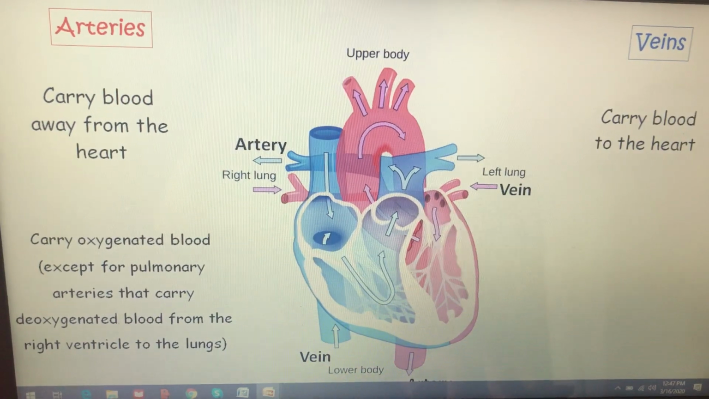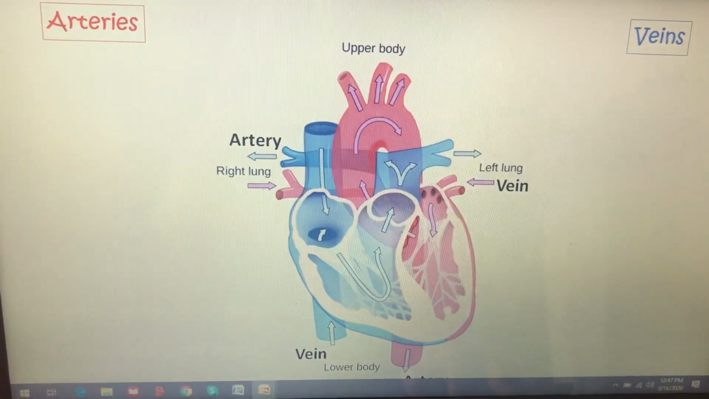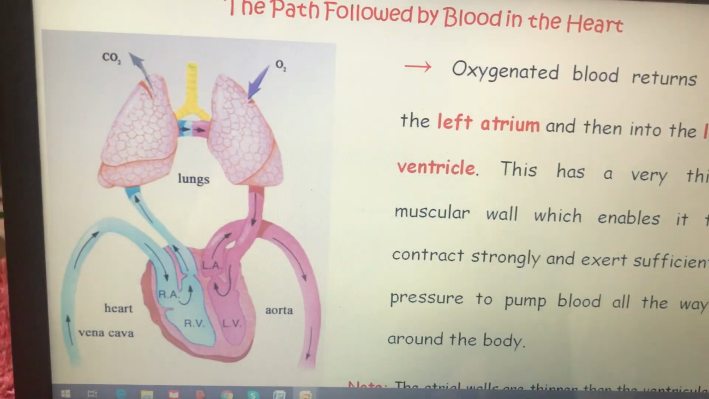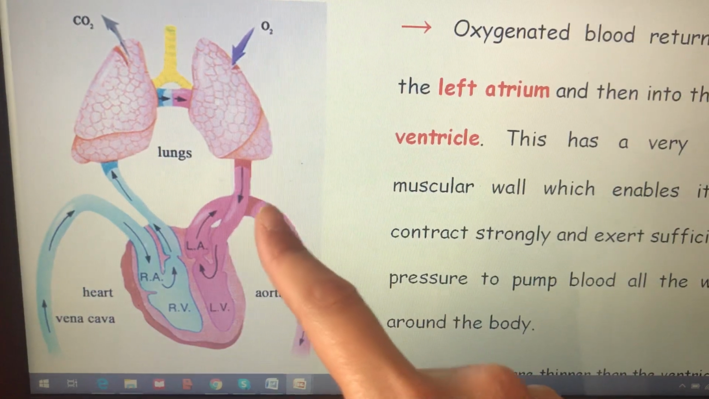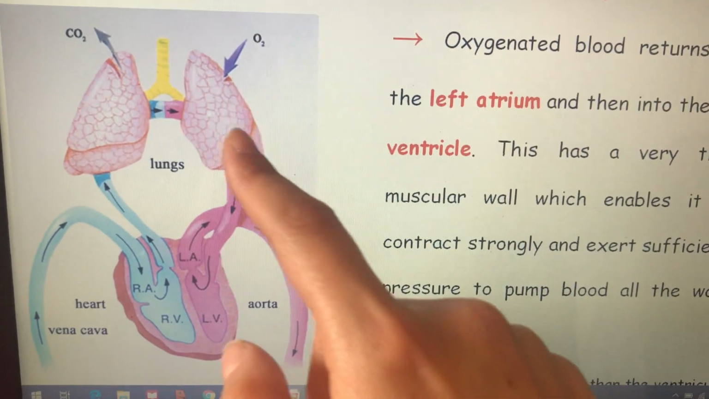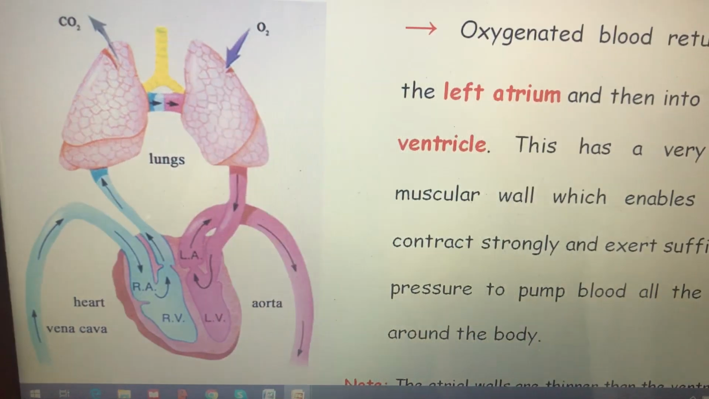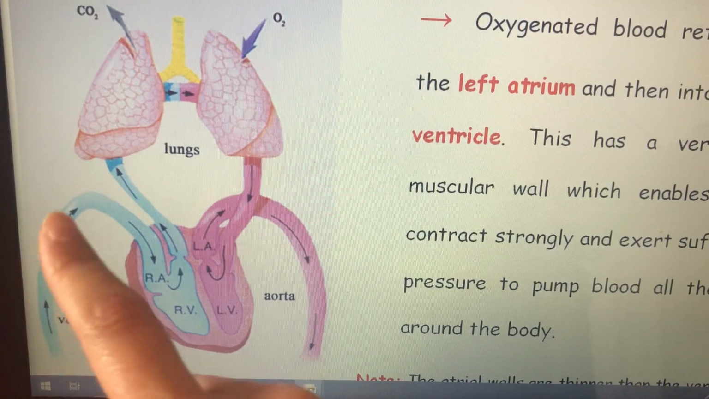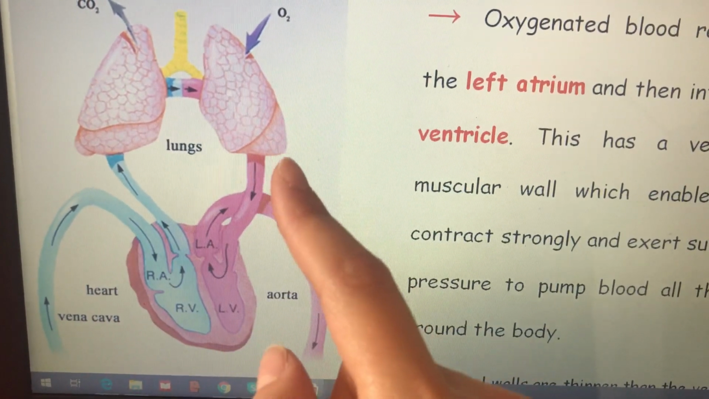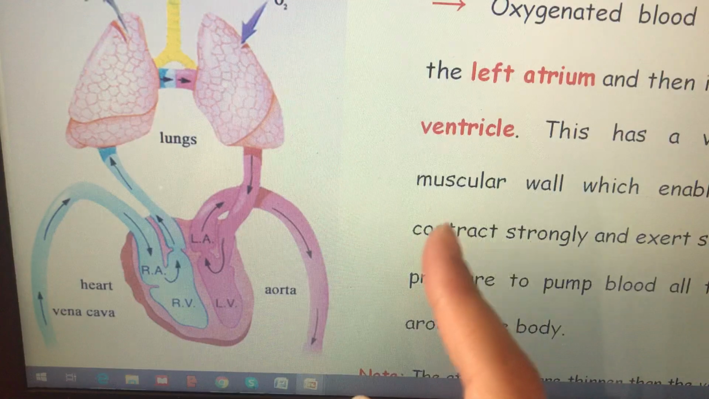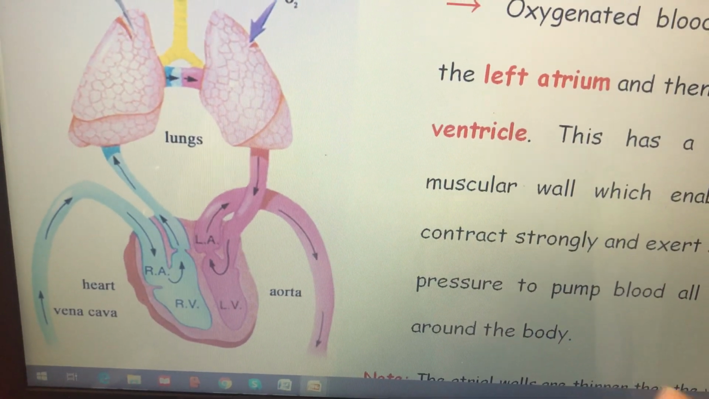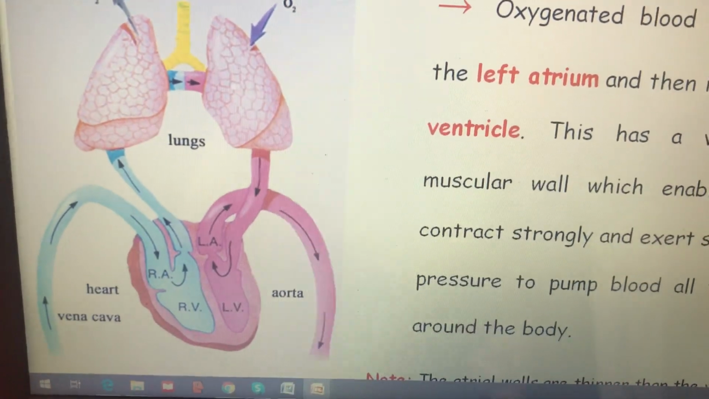The other difference is that arteries carry oxygenated blood except for pulmonary artery. I'm going to show you this picture. So you can see that the aorta carries oxygenated blood, while the pulmonary artery carries deoxygenated blood, while the veins carry deoxygenated blood in the vena cava, but the pulmonary vein carries the blood rich in O2. So we cannot say that all arteries carry blood rich in O2 and veins carry blood rich in CO2, because there is an exception, which is pulmonary artery and pulmonary vein. So this is another difference between them.